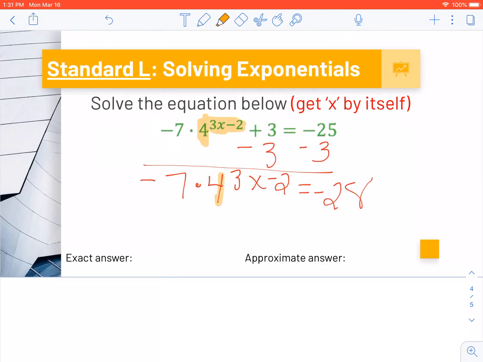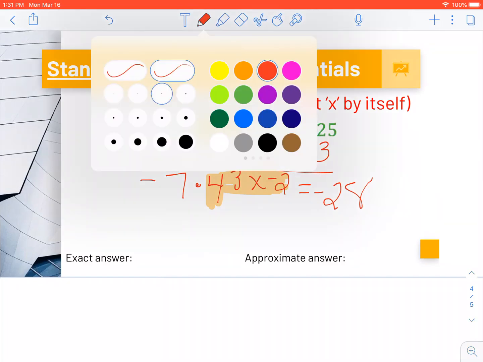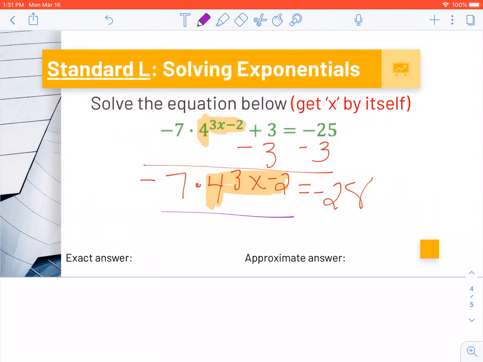My base and my waiter are not by themselves yet. Here they are, still hanging out. Got to get rid of that negative 7. There's a multiplication sign in between the two of them, so that means I should be dividing to undo that. Divide both sides by negative 7. And I'm going to bounce on here because my writing is huge. And we get 4 to the 3x minus 2 is equal to negative 28 divided by negative 7 is positive 4. If you don't know that, please use your calculators.